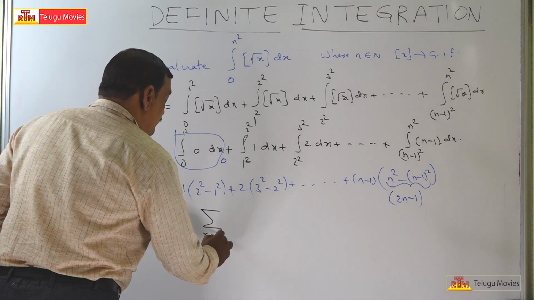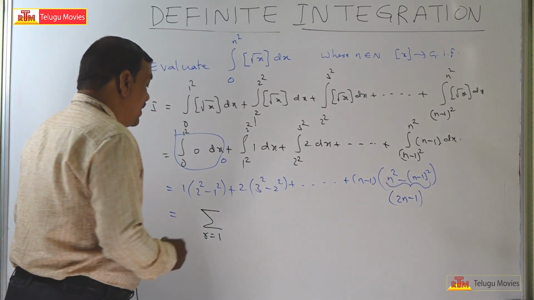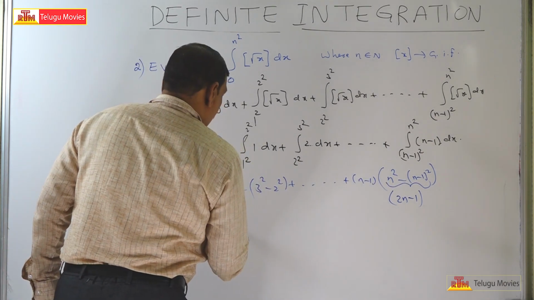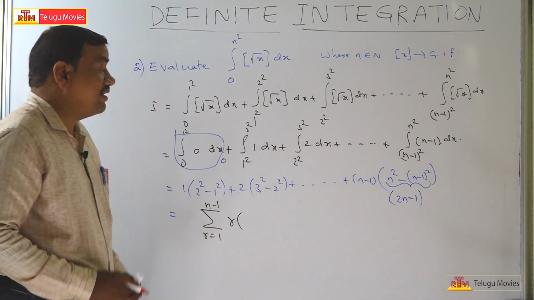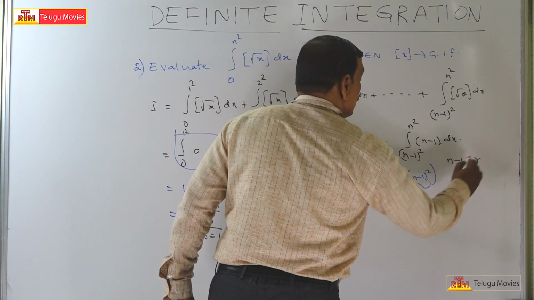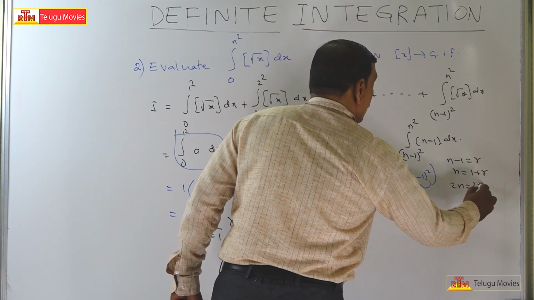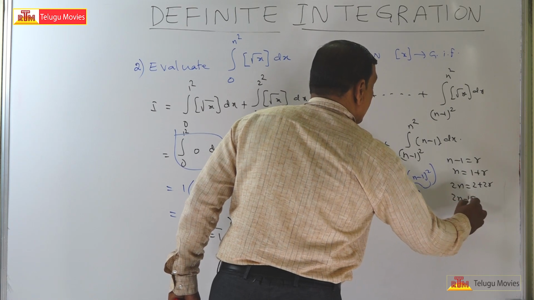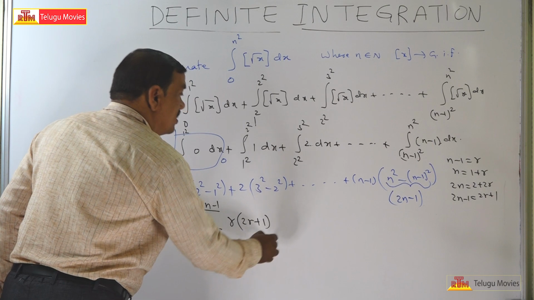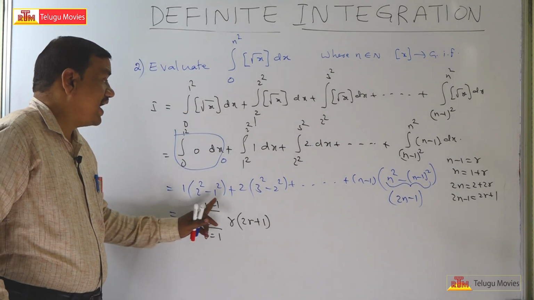R runs from 1 to n minus 1, right. So in place of n minus 1, I will write down R. If n minus 1 is equal to R, then n is equal to 1 plus R, 2n is equal to 2 plus 2R, 2n minus 1 is equal to 2R plus 1. So this is equal to 2R plus 1. Last term I am writing. So R runs from 1 to n minus 1.